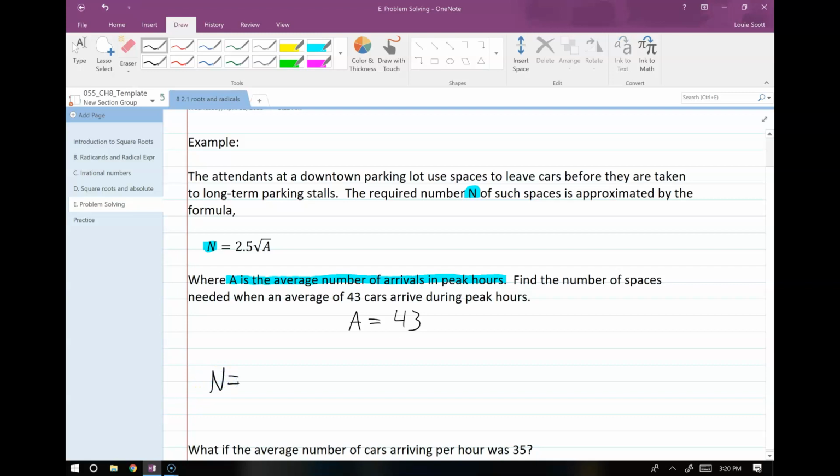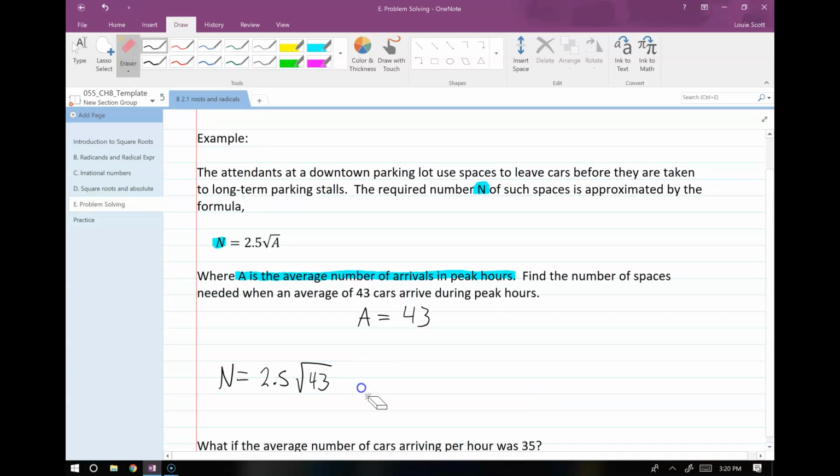So we just write this out. We say, well, n is equal to 2.5 times a times the square root of a. So we have 2.5 times the square root of 43. This is definitely something I'm going to have to put in my calculator. So 2.5 times root 43. That gives me, and I'll use my squiggly lines because it's not exact, that gives me 16.393, and then there's a bunch more decimals after that.